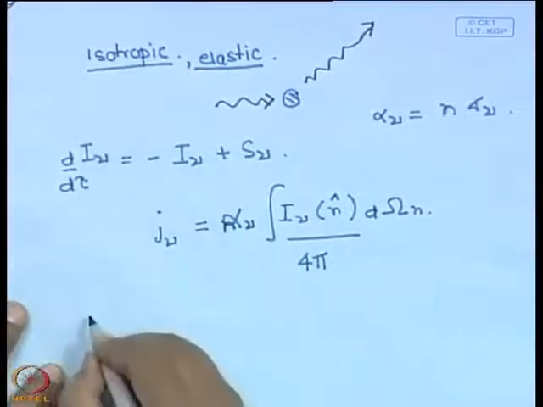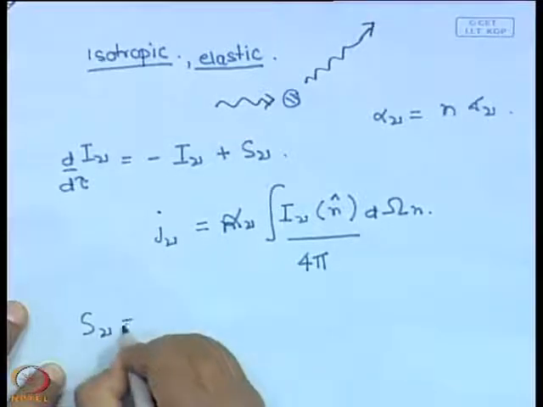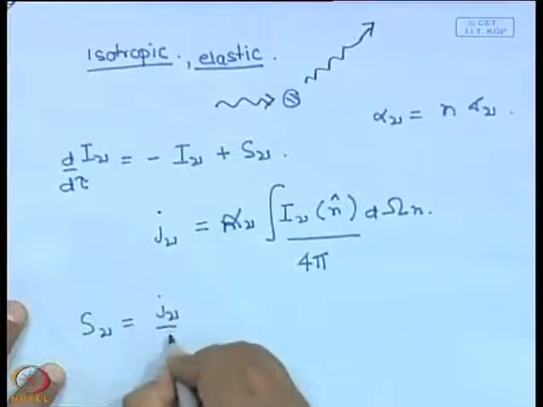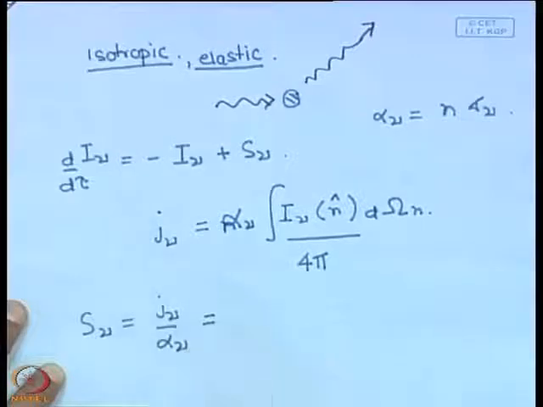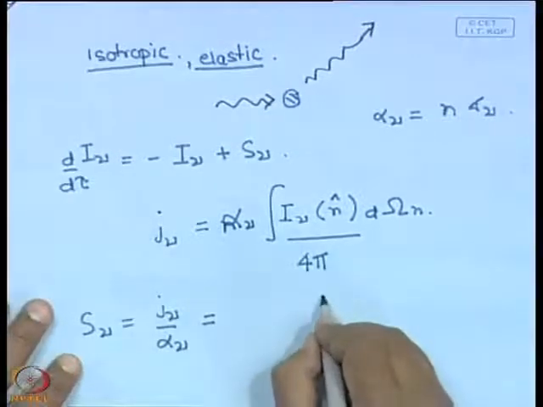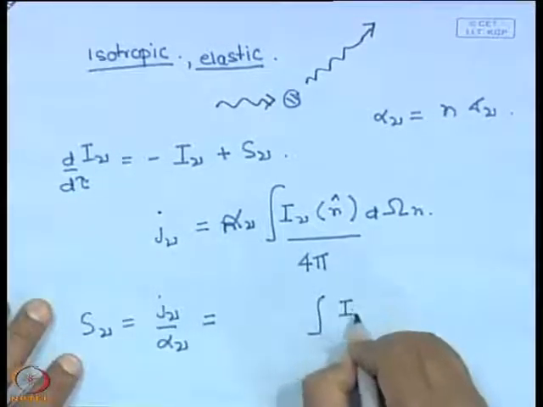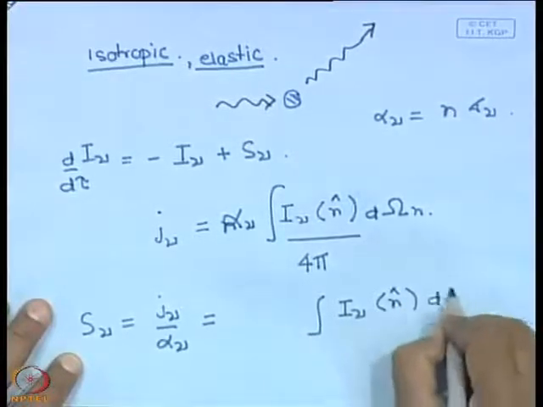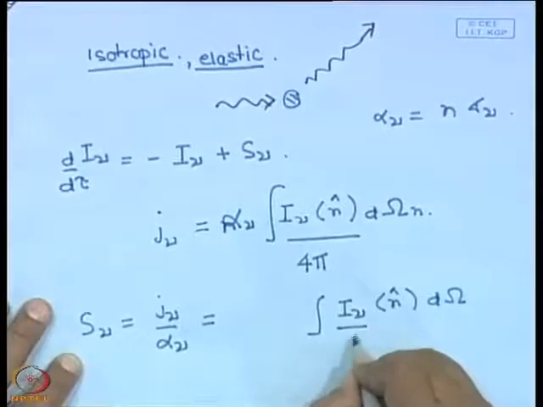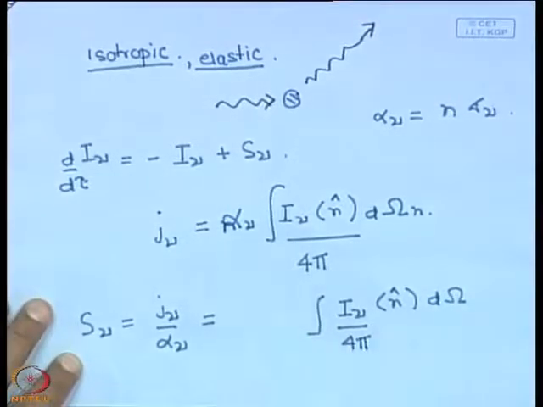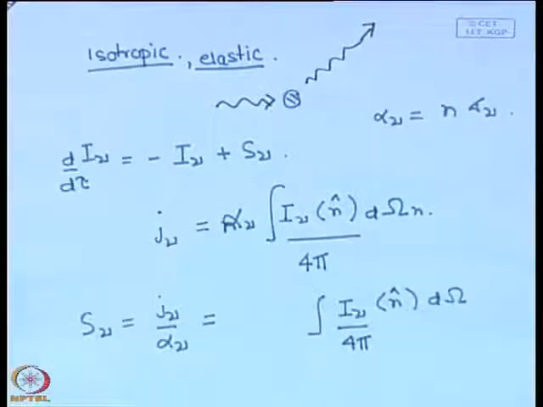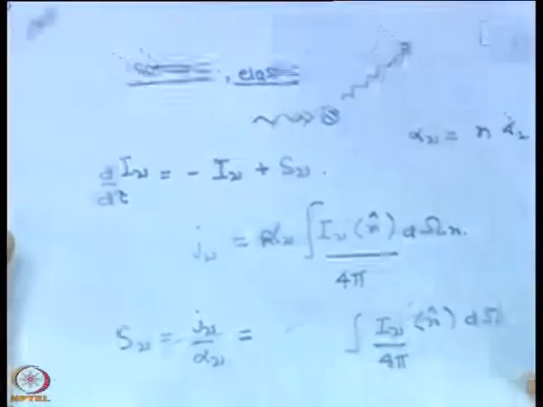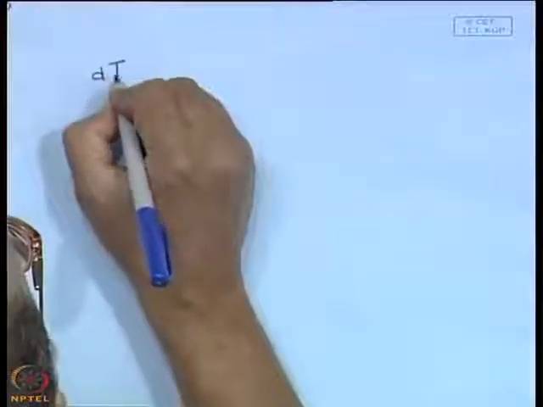So from here it is clear that the source function, which is j nu by alpha nu, is equal to the integral of I nu d omega by 4 pi. So in the presence of scattering, the radiative transfer equation essentially looks like this.